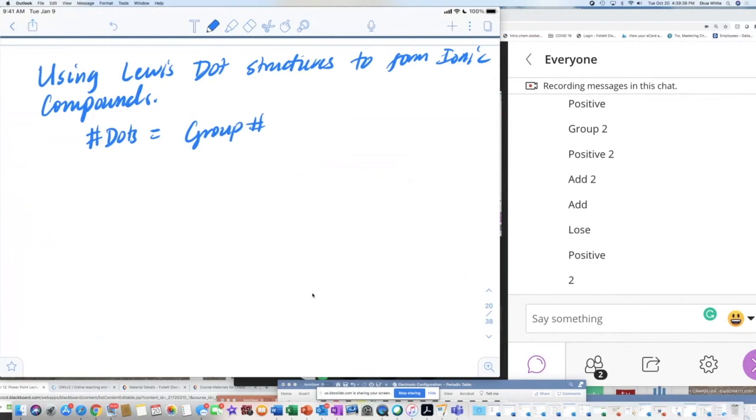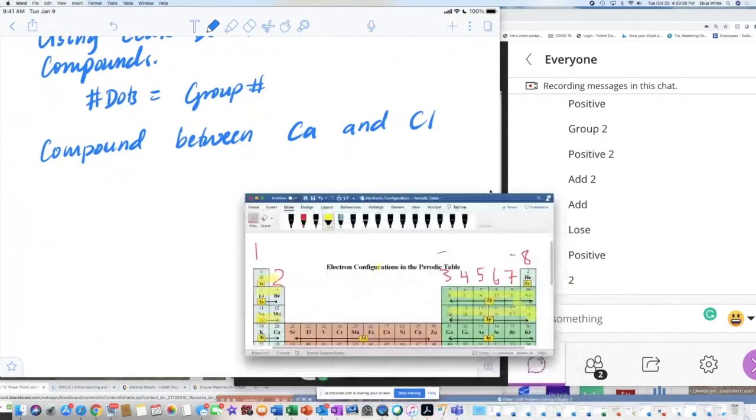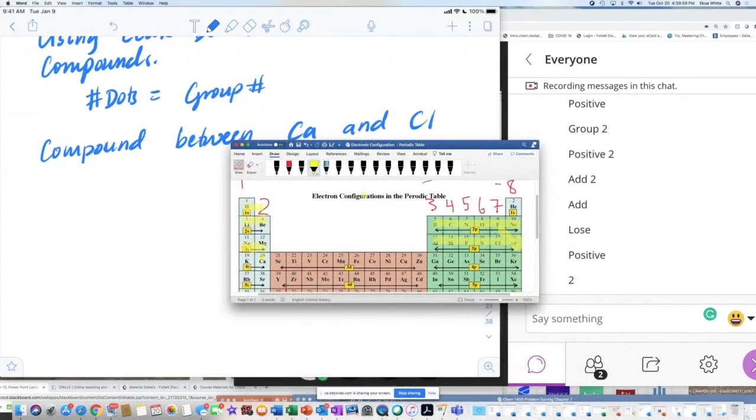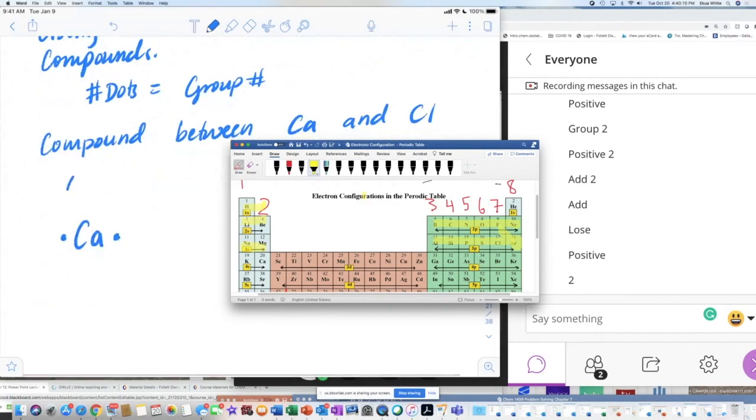So let's start with a simple one. What if we're trying to find a compound between calcium and chlorine? Okay, so let's grab this from down here. What group is calcium in? Calcium is in group 2. So I'm going to draw calcium on the left with 2 dots. And remember, this is our metal.